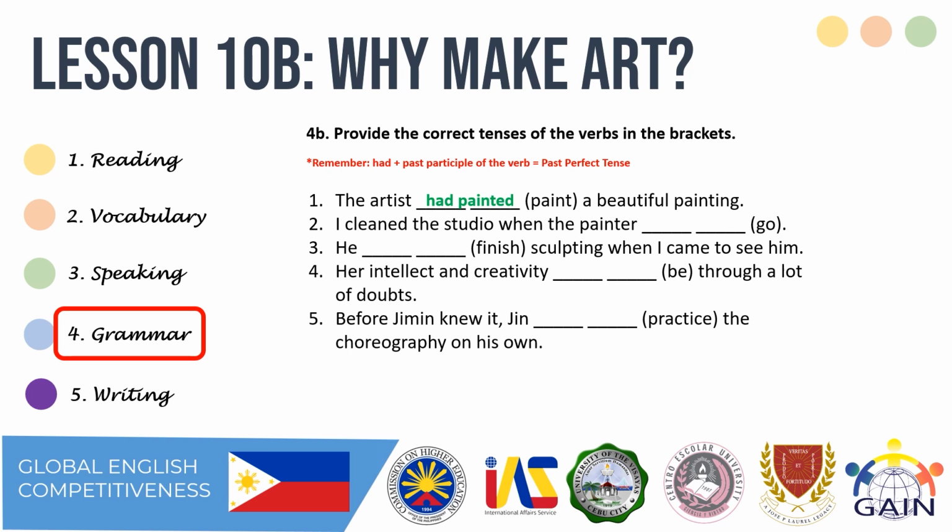The past perfect tense follows this pattern: had plus the past participle of the verb. It is used to tell about actions that happened before another past action. Painted is the correct past participle of the word paint. That is why the answer had painted is correct. Now pause the video and answer the rest of the items. Now here are the correct answers.